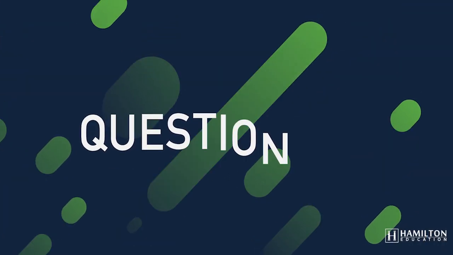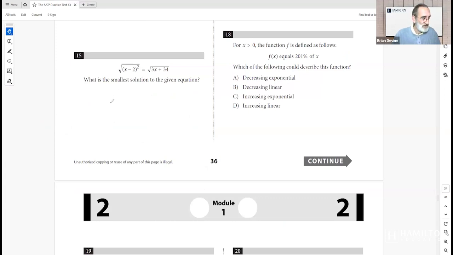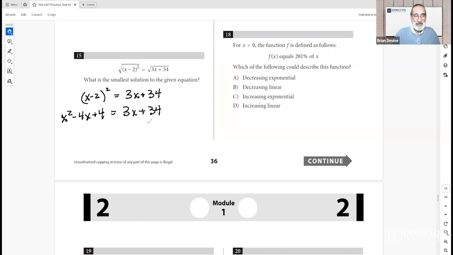Question 15. In question 15, we're given an equation that involves 2 radicals. And so the rubric is square both sides. Remove the radicals. So I would have x minus 2 squared, when I square the left, is going to be 3x plus 4. Or 34, pardon me, when I square the right. And I can expand the x minus 2 squared. It's a binomial square, so x squared minus 4x plus 4 has to equal 3x plus 34. And I can get everything over onto one side, x squared. I'm going to subtract 3x from both sides, minus 7x.